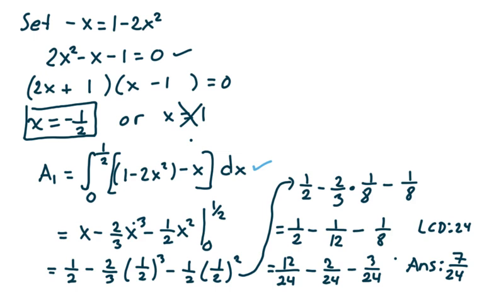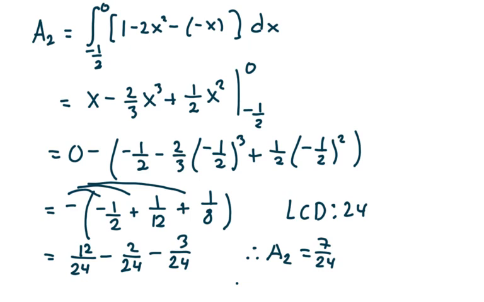So that's x minus 2/3 x cubed minus 1/2 x squared. And I'm evaluating from 0 to a half. If I replace x with a half, I get 1/2 minus 2/3 of 1/2 cubed minus 1/2 of 1/2 squared. And then when I replace x with 0, I get 0. So I subtract 0. So this is 1/2 minus 2/3 times 1/8 minus 1/8. And if I do a little arithmetic here, I get 7 over 24.